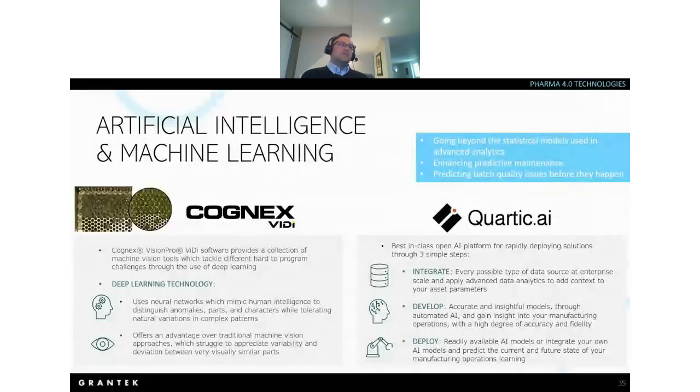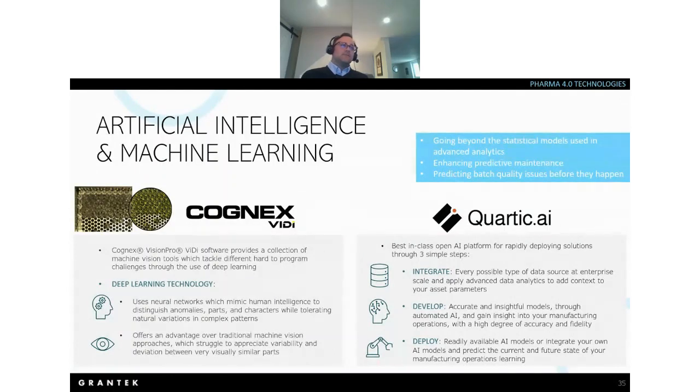AI and machine learning go beyond the statistical modeling used by traditional analytics applications. This technology is key to predictive and prescriptive efficiencies, driving things like predictive maintenance, using models to recognize when a motor might fail due to its vibration signature, or even predicting batch quality issues due to external factors before the batch even runs. Here I'm showing two examples of platforms we've seen used in this space.